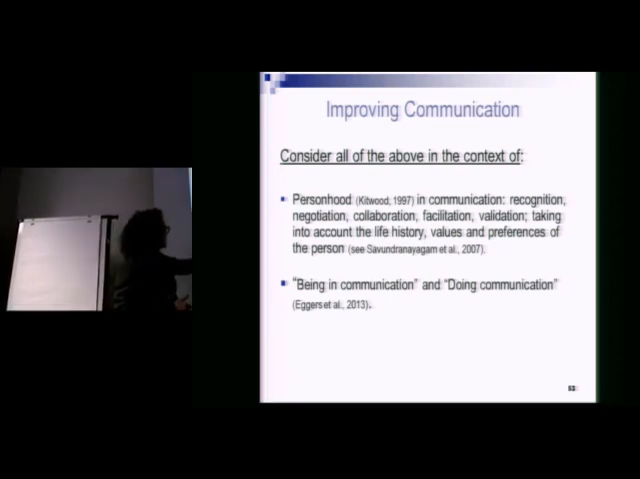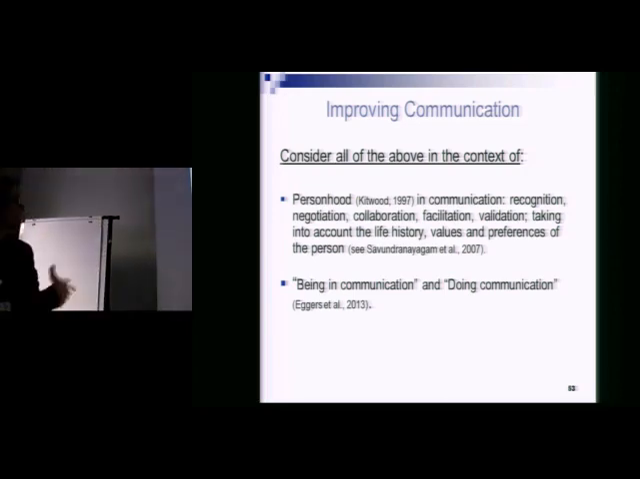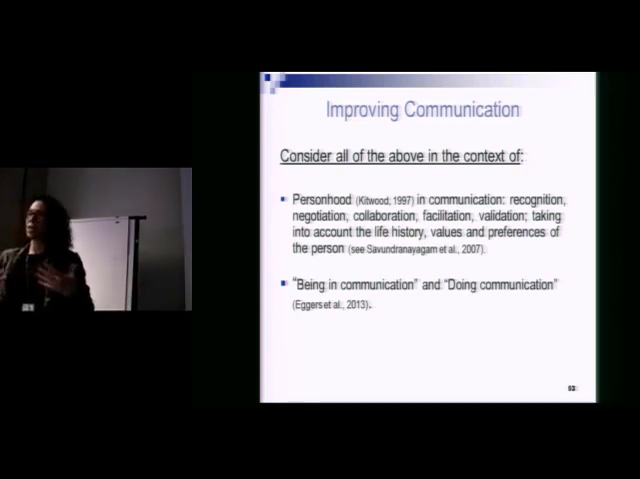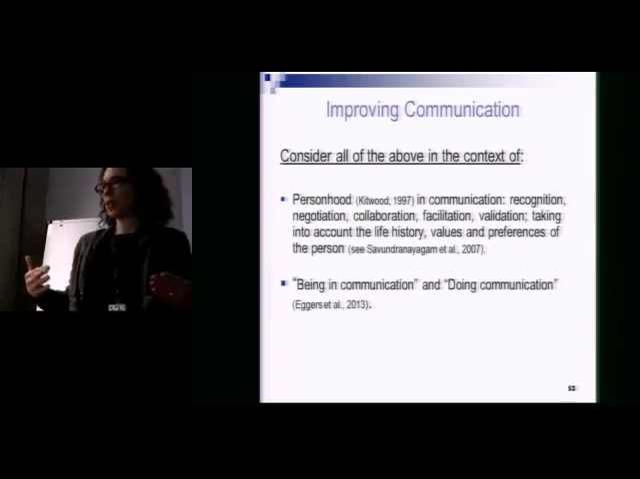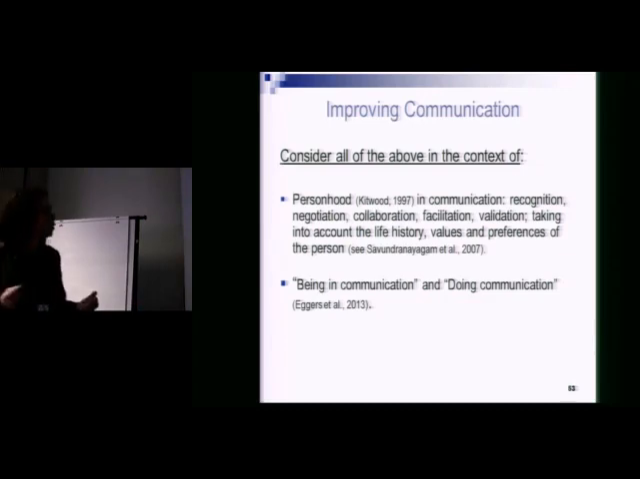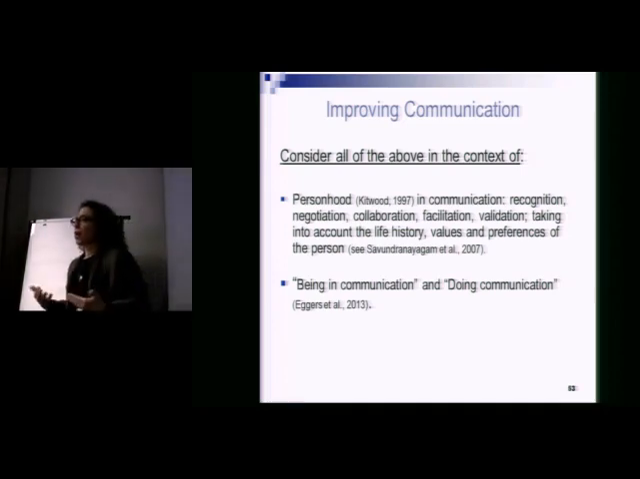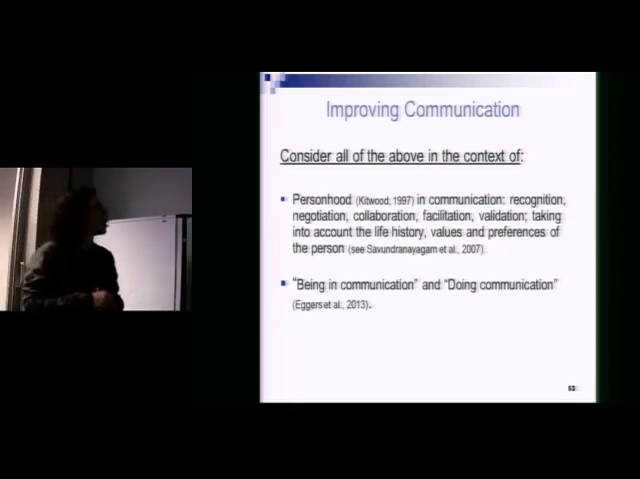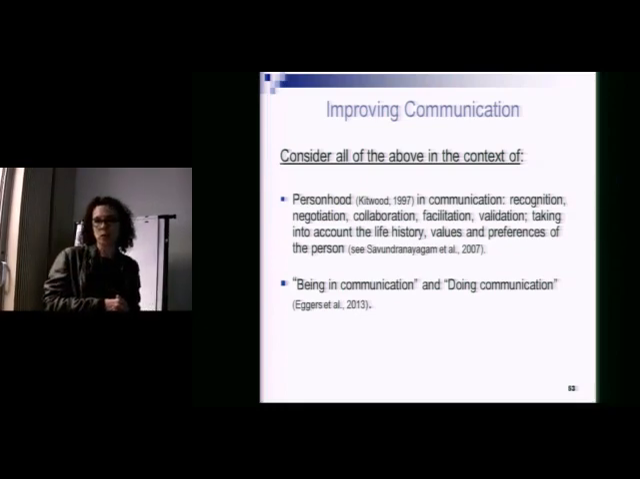I liked this recent article that came out of the nursing literature where they identified what nurses called being in communication and doing communication. Those were two separate but kind of related things. Being in communication was viewing the person with Alzheimer's disease as being capable of being in a communicative interaction and context with you. And then doing communication was the notion of taking into account the individual and what their capabilities and their pattern and their profile is, and then modifying your interactions and your communication with that person to try to maximize it.